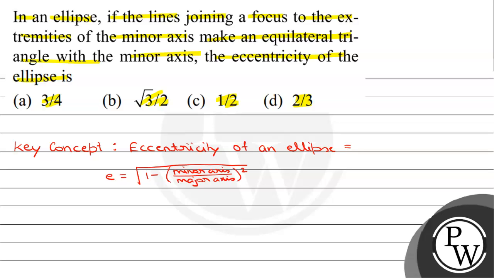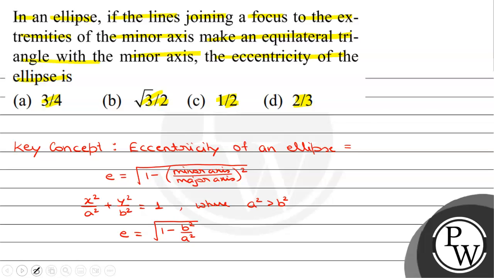Suppose we have an ellipse given by x square upon a square plus y square upon b square equals 1, where a square is greater than b square, meaning the major axis is the x-axis and the minor axis is the y-axis. Then the eccentricity will be equal to the square root of 1 minus b square upon a square. So using this concept, we'll try to solve our given question.